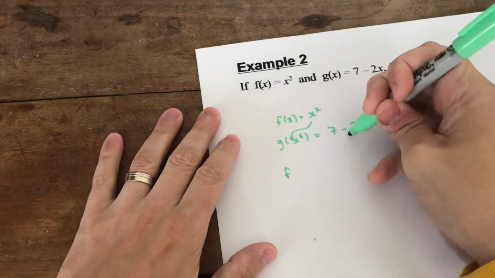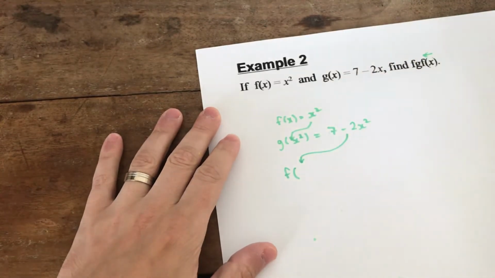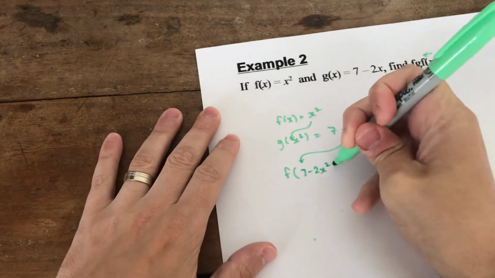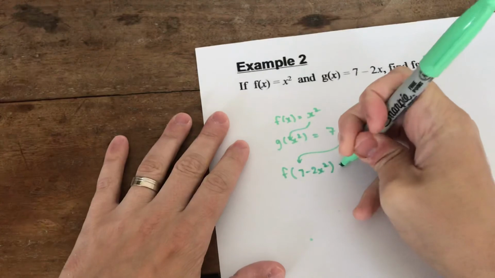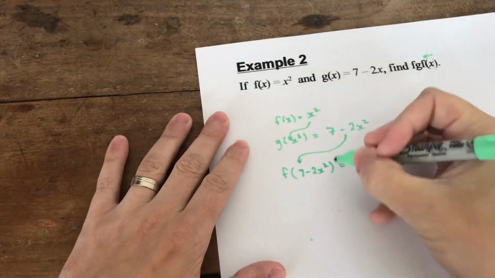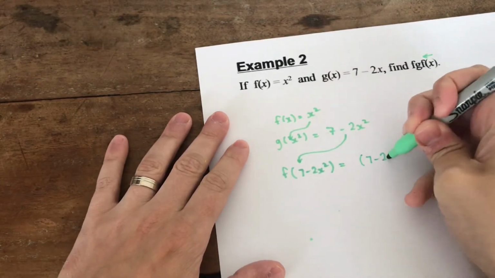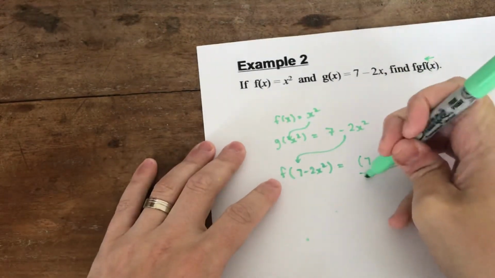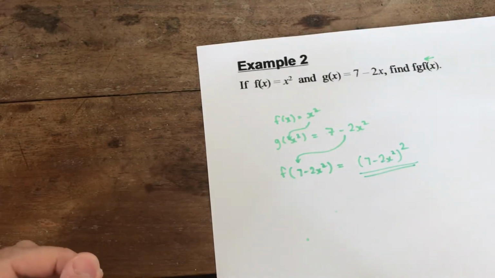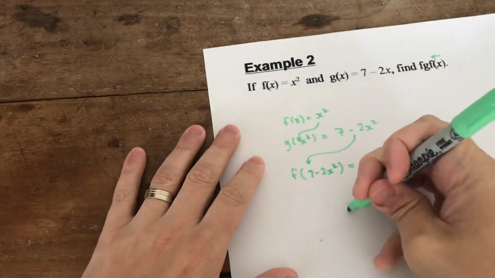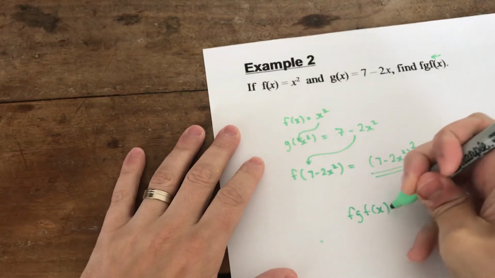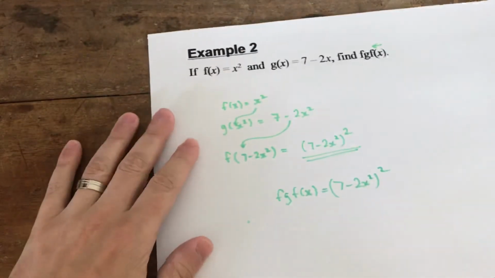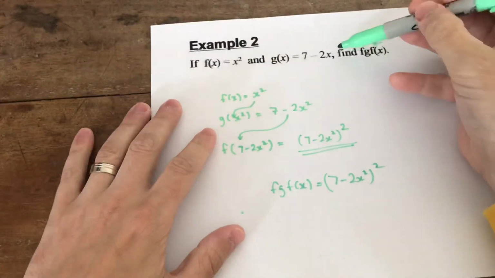And then I take that value and substitute it back into f. And I get 7 minus 2x squared, and that equals, if you imagine I'm substituting that in, and it's been squared. Now I can expand those brackets out, but that is my final answer. So my final answer for fg f of x is 7 minus 2x squared all squared. So again, we work in that direction.